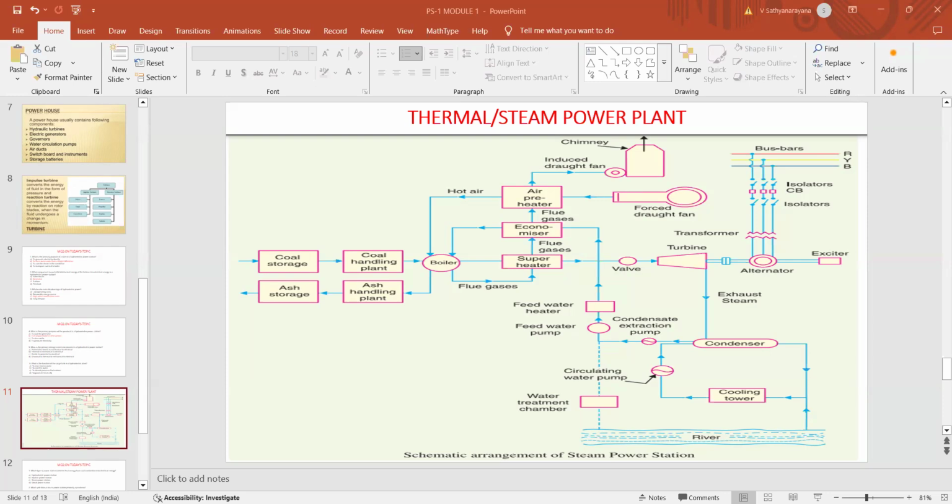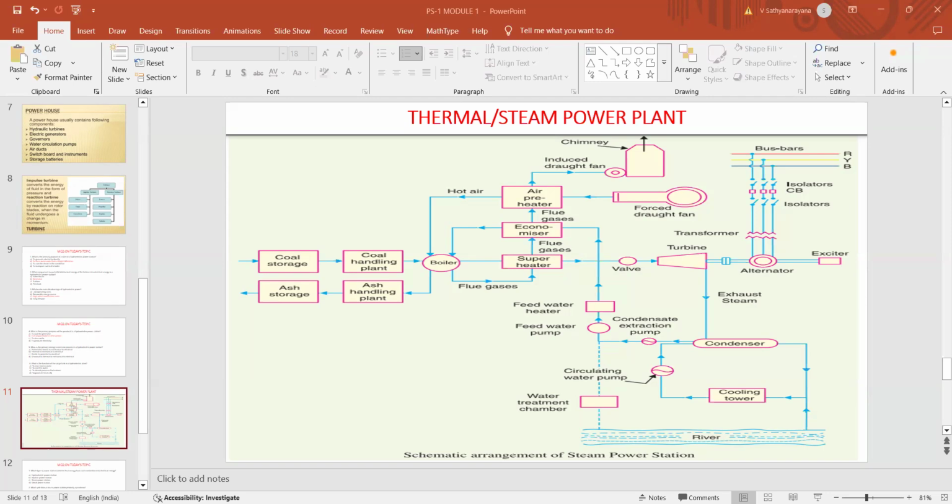The ash produced may be some 10 to 15%, not 50, 15% of whatever coal you are burning. For example, if there are 25,000 tons of coal per month you are using for combustion in the boiler, then how much ash will be produced? It should be around 10 to 15%. Let us take 10%, it is 20,000 tons.